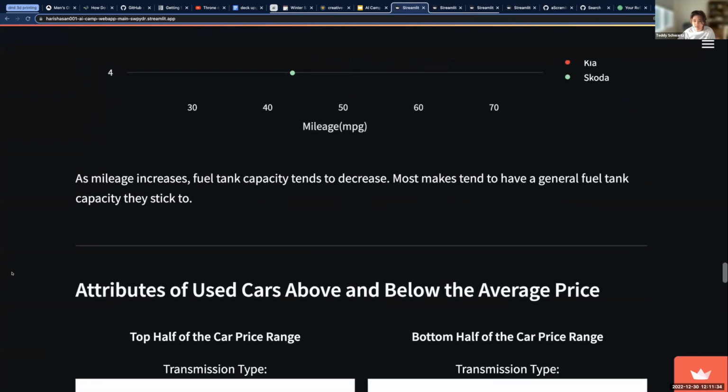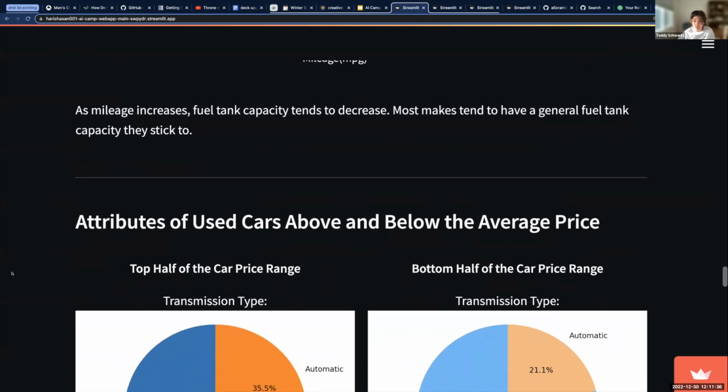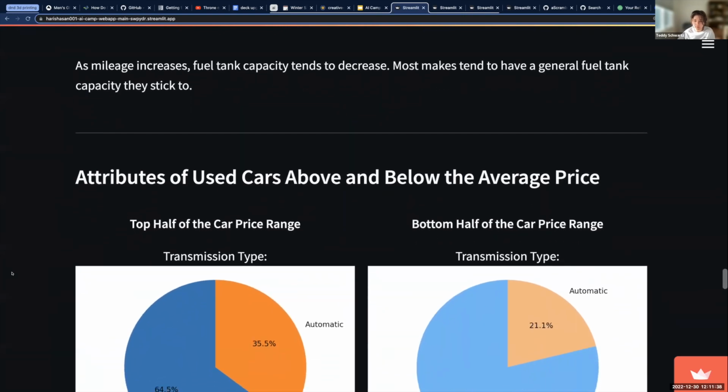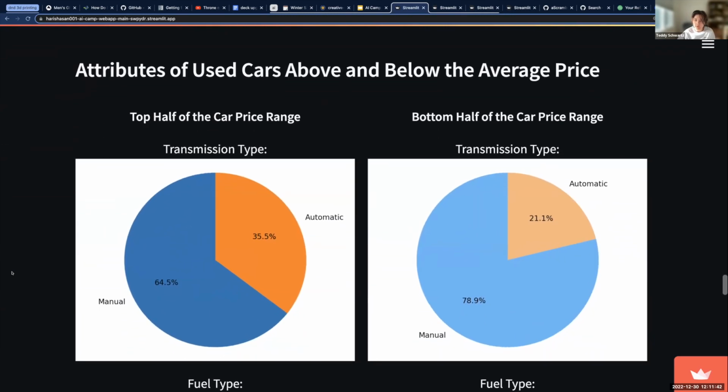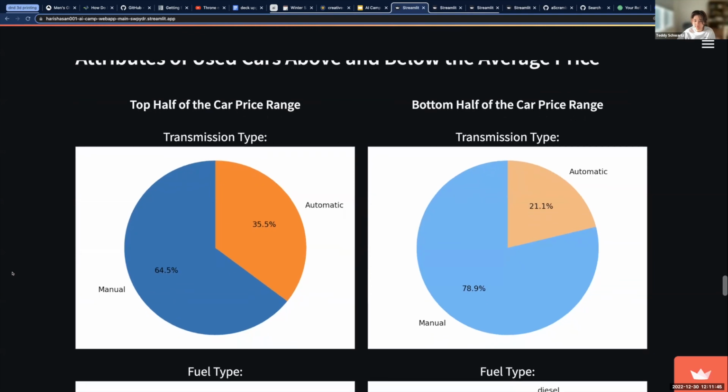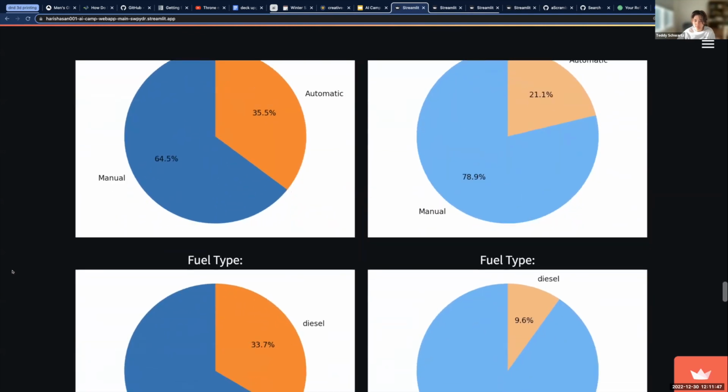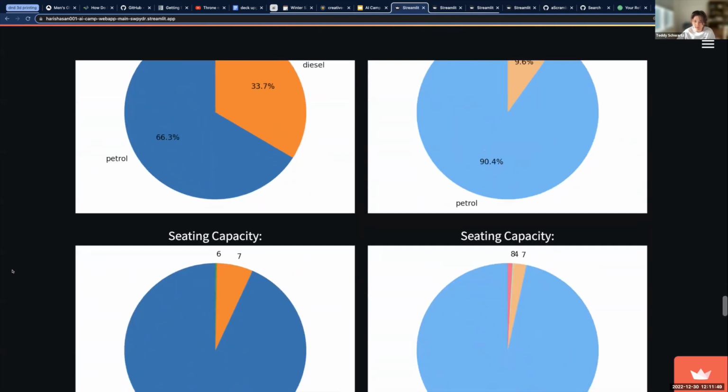And then here's again some of those pie charts that you saw earlier about the top half and bottom half of the car price range. The left side is top half, the right side is bottom half. So for transmission type, fuel type, and seating capacity.